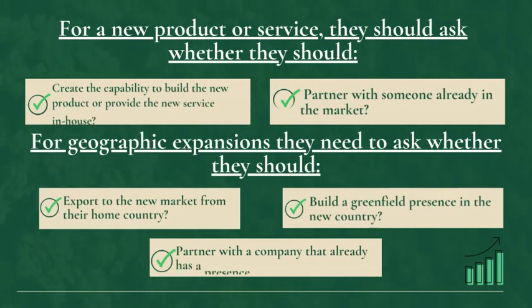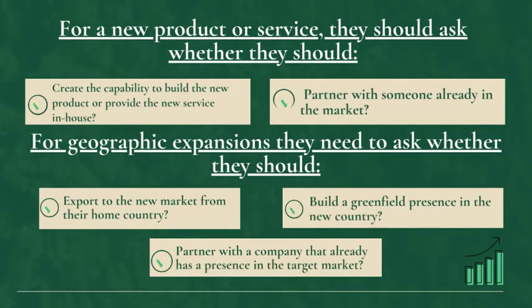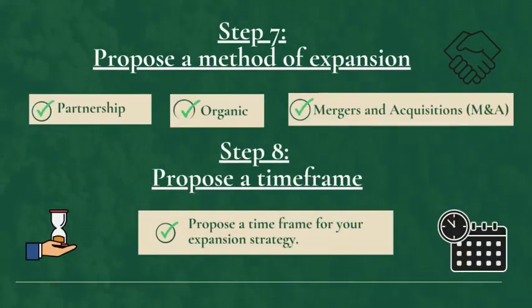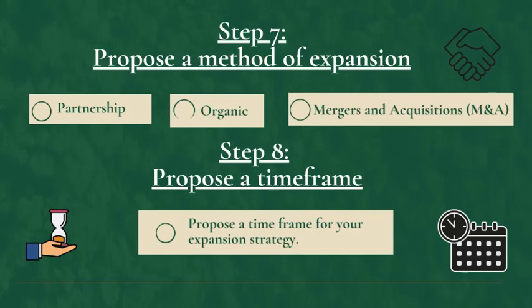For a new product or service, they should ask whether they should first create the capability to build the new product, or second, partner with someone already in the market. For geographic expansions, they need to ask whether they should first export to the new market from their home country, second, build a greenfield presence in the new country, or third, partner with a company that already has a presence in the target market.